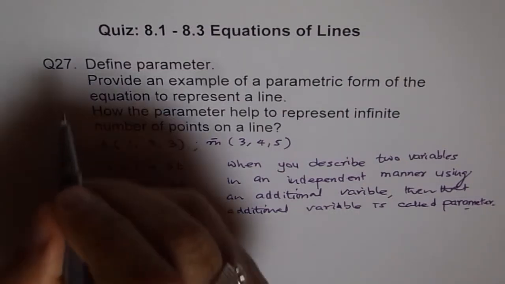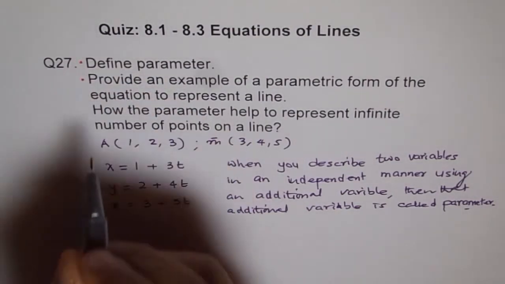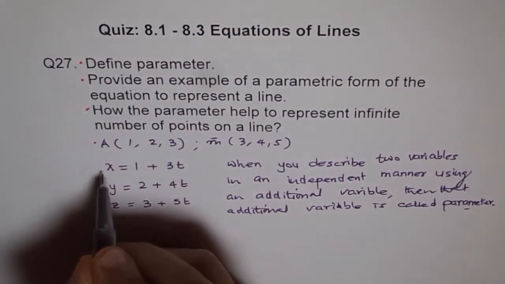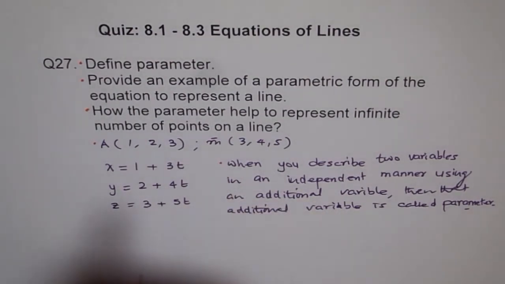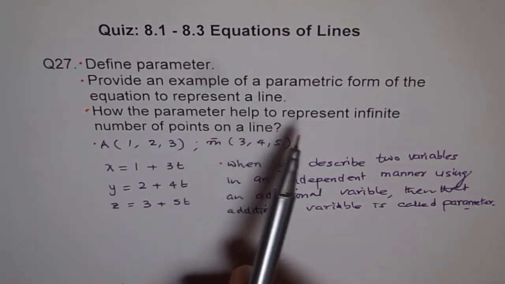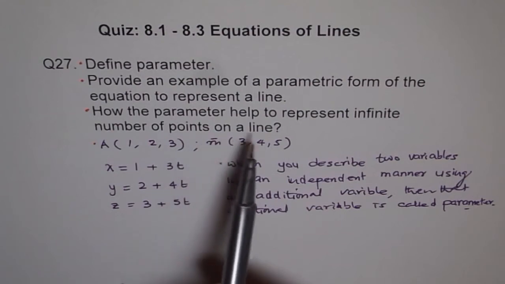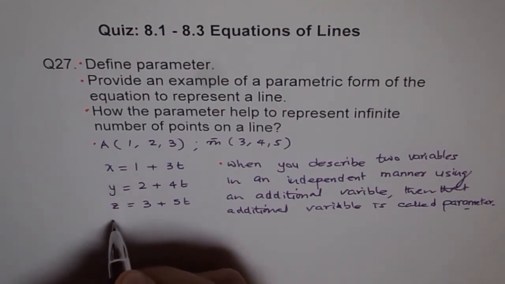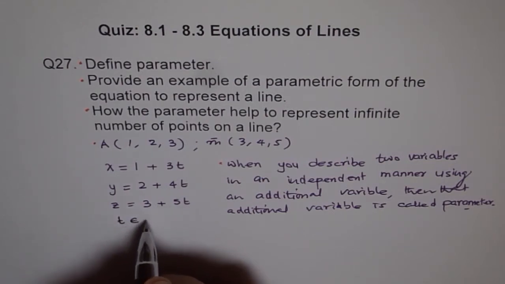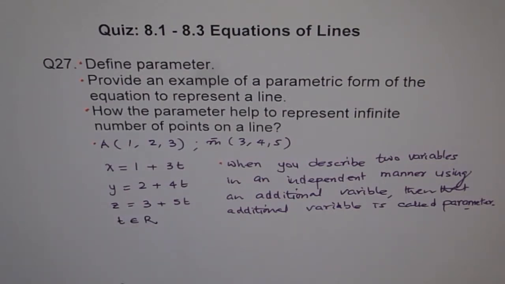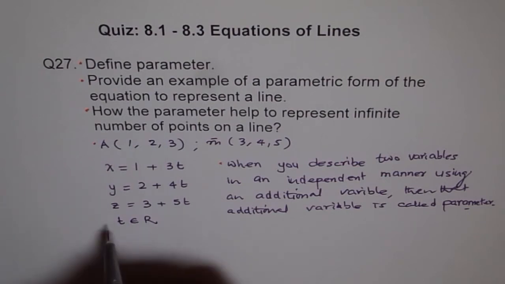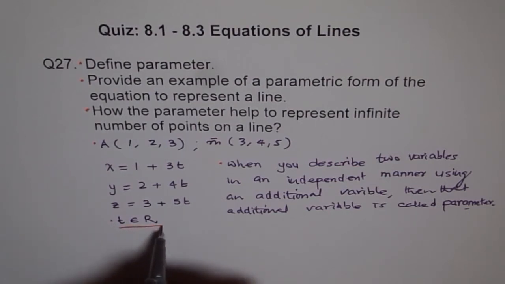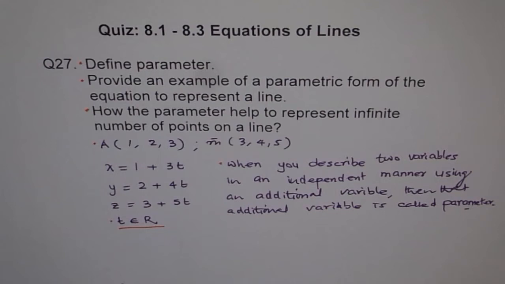So this question really has three parts, and the third one is how the parameter helps to represent an infinite number of points on a line. So most of the time when we are writing this kind of equation, we forget to write one thing. And what is that? We say, well, t belongs to the set of real numbers. Do you understand? That makes it represent all the points on your line.